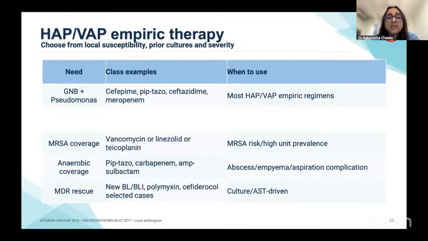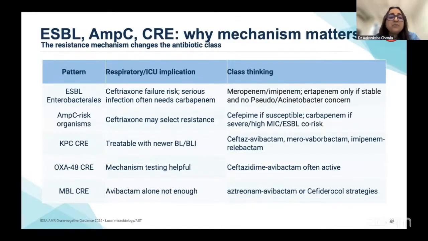For MDR bugs, it should always be culture and AST driven. We have the new BLIs like the ceftazidime avibactam. We have polymyxins, cefiderocol, but it should always be culture and AST driven. Then you've tested for gene resistance and you have your patient having ESBL or Enterobacterales. So you have to think of meropenem, imipenem as the drug of choice. Ertapenem only if the patient is stable.